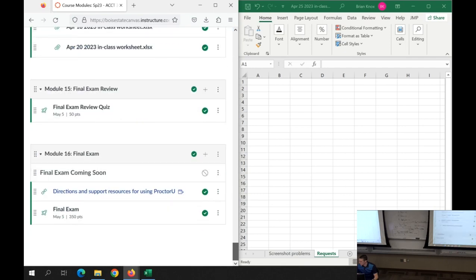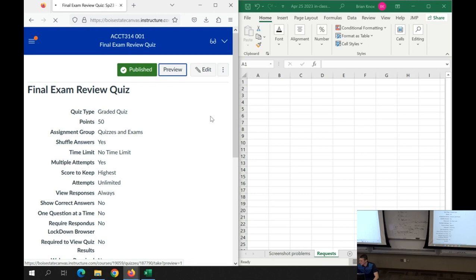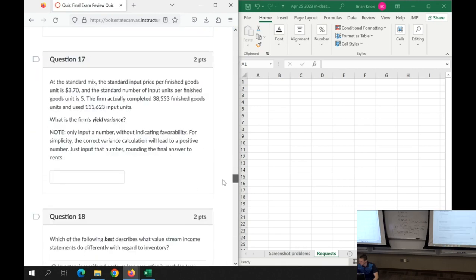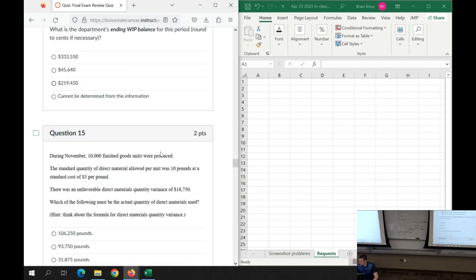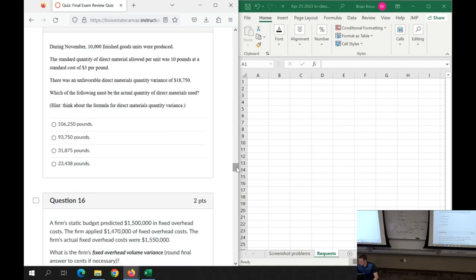Let's go to the final exam review quiz. Let's preview it and go down to where chapter 7 stuff is. Okay, right here, question 15. All right, so this is a 7-1 question. Just by where it is, I know that that's the case. This is one of those that you're going to have to use some algebra with. We have 10,000 finished goods units produced. Standard quantity. Right, so let me go back down here. We want to know the actual quantity.